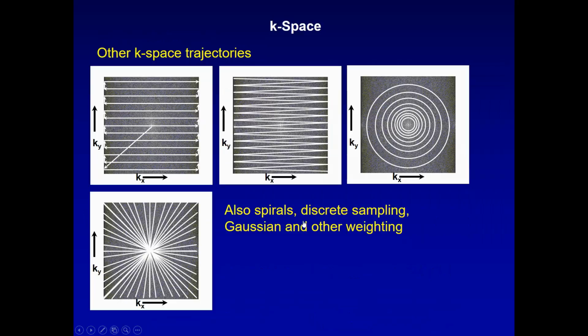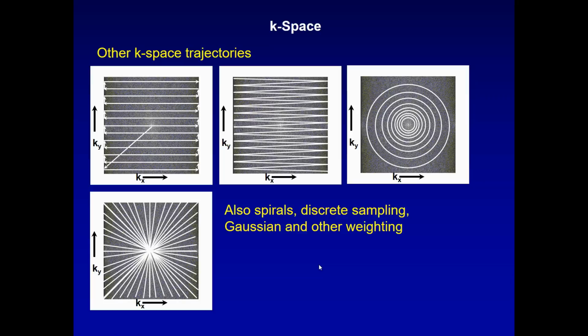Now, the rastered trajectories are pretty common. They can be done slowly or they can be done very quickly, as with echoplanar imaging. But you're not constrained to that. There are diagonal trajectories. There are circular sampling patterns. There are spirals. This is a starburst. There are lots of ways to cover the k-space, to scan k-space.